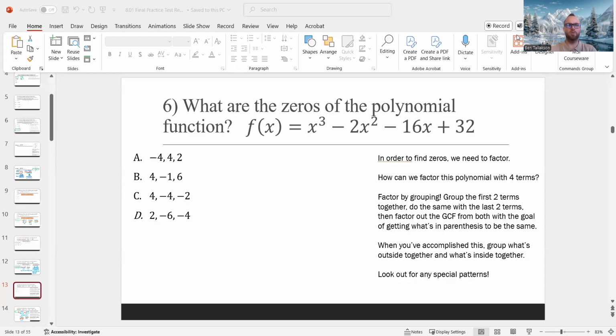We're on to day 2 of our practice final. We're going to go through problems 6 through 10 today. So here we go. Number 6.